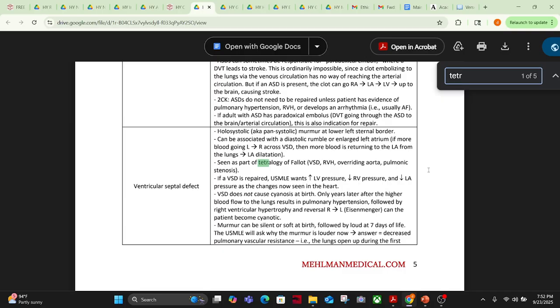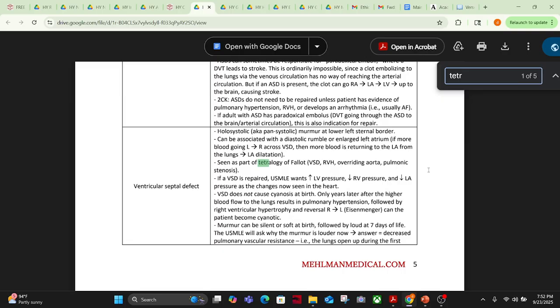Why? In tetralogy of Fallot, there is a VSD. In a VSD in the heart, blood always pumps from high to low pressure. So blood is going to go from the left ventricle to the right ventricle, and so the right ventricle will increase in pressure due to the high blood that's coming in. So that's why right ventricular pressure increases.